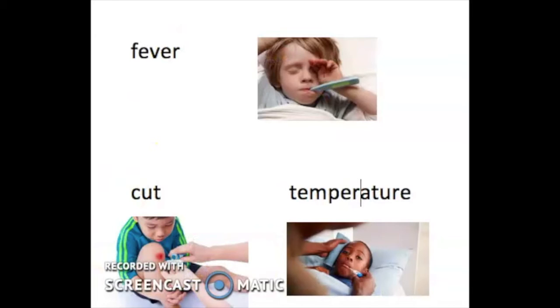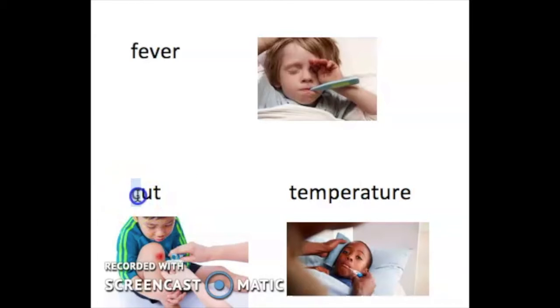Now let's look at these pictures. This is the word fever. You might have a fever if you're sick. When you have a fever, are you hot or are you cold? That's right, you would be hot to the touch. Now we need to find the word down here that is a synonym that means almost the same thing. Here we have the word, let's see if you could figure this word out actually by yourselves.